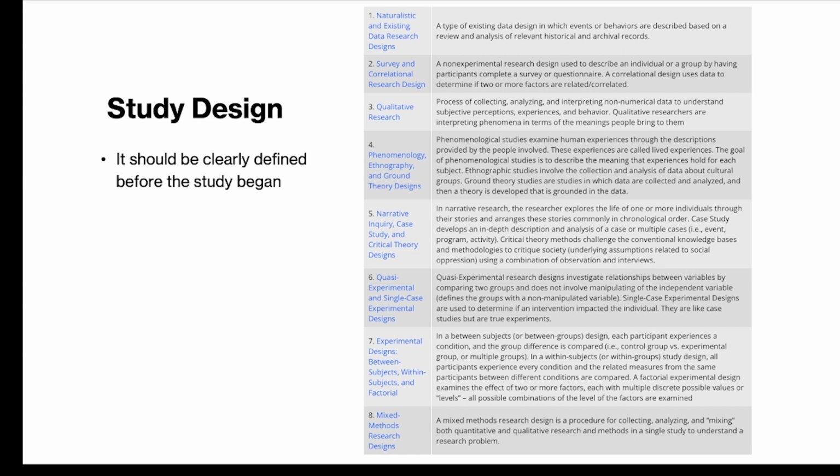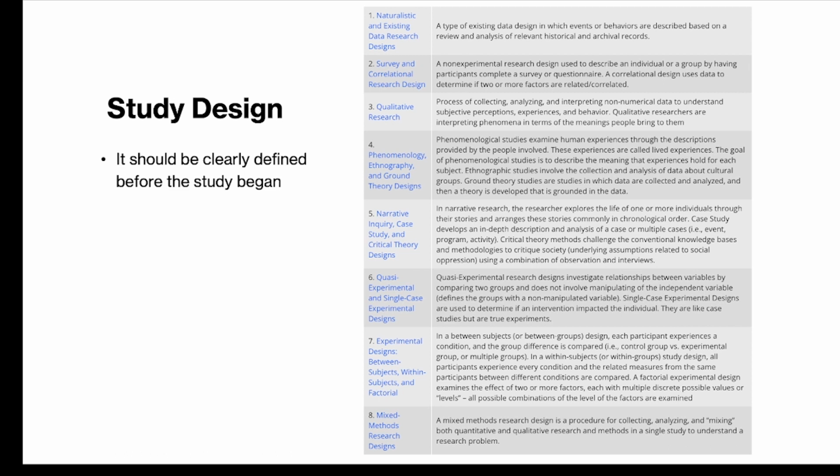Single case experimental designs are used to determine if an intervention impacted the individual. They are like case studies but are true experiments. Okay, so you can also do experimental design between subjects, within subjects, and factorial. Okay, so this is in a sense the true experimental. There is already a case of randomization, and the rigors of conducting experimental research are already here. Hopefully, we can create a video on this to really describe in detail each of the designs.